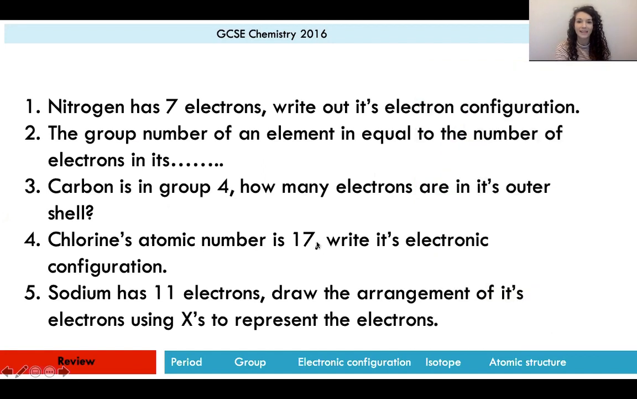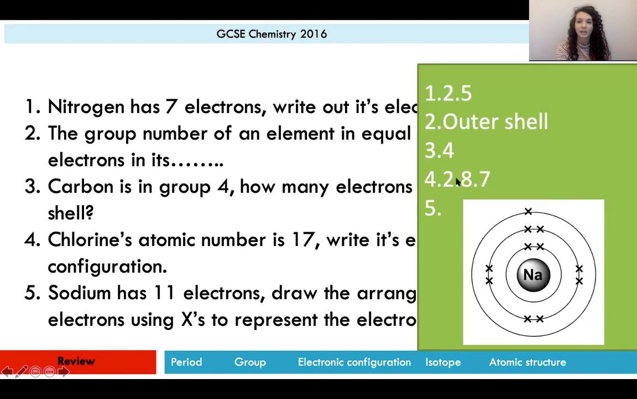Chlorine's atomic number is 17. Write out its electronic configuration. So remember, these need to add up to 17. So 2 can go in the first shell, 8 in the second, that adds up to 10. And then in that last shell, that outer shell, we can have 7.